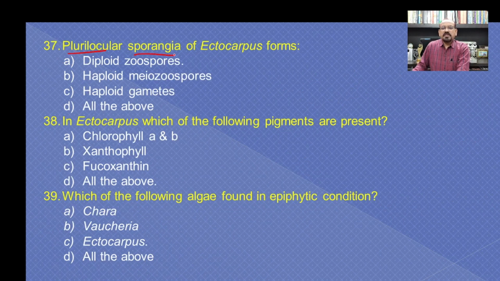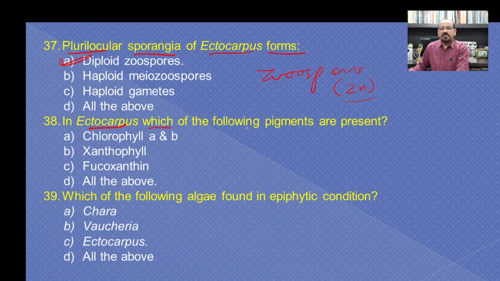Then, plurilocular sporangia of Ectocarpus form? Earlier we have seen that the plurilocular sporangia are responsible for the formation of zoospores, and these zoospores are diploid, and hence diploid zoospores will be the correct answer.